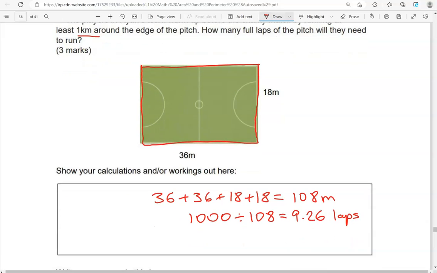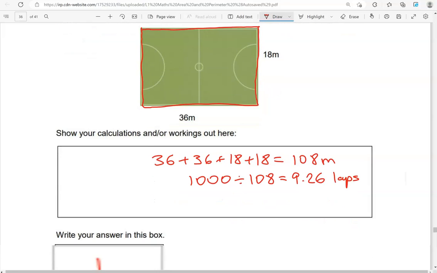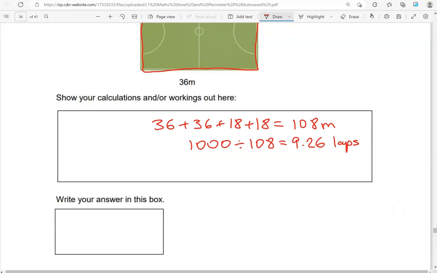The question is asking how many full laps of the pitch do they need to run, so we're going to need to say 10 laps. 9 laps won't be enough to cover 1 kilometer, so we need to say 10.